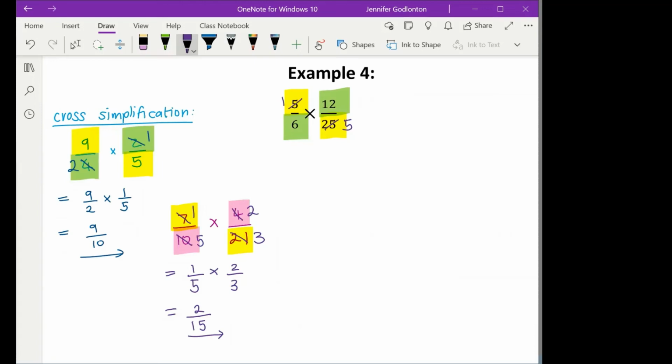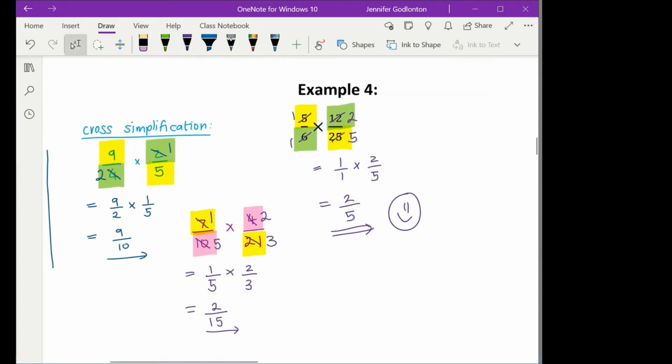What about my 6 and my 12? And then 6 can go into itself once, and 6 can go into 12 twice. Beautiful. So I land up with 1 over 1 times 2 over 5. And so Tiana, what's my final answer? 2 over 5. Yes. Nice job. Great work, guys. I'm super proud of you. You're doing super well. Oh, Asonge, I should have picked you on for this one.